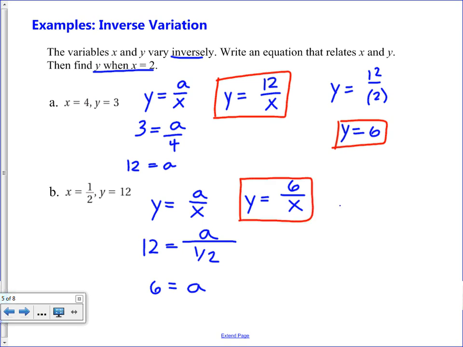Then we plug in whatever it wants us to plug in for x, which in this case is still 2. So we'll plug in 2 down here, and y equals 3. That's the second part of the answer.